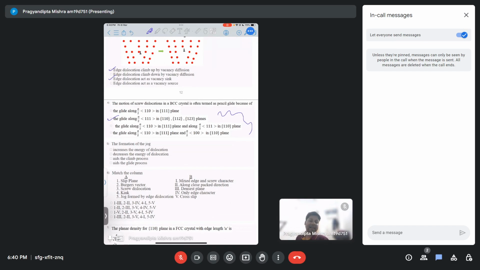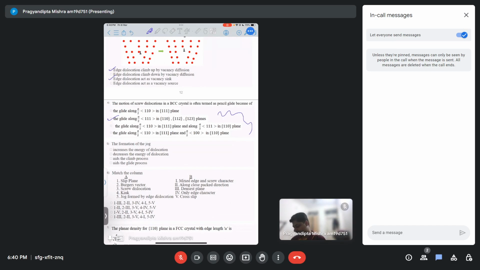Like I was saying, the glide keeps happening in a very zigzag fashion because the planes are all in different directions. So it will keep moving from one plane to another. It will keep jumping. Therefore, the glide will be in a zigzag fashion. So that's why it's called pencil glide.